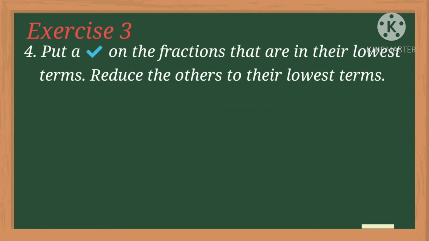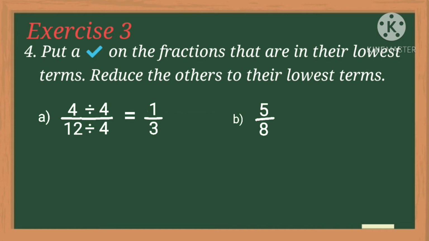Put a tick on the fractions that are in the lowest terms and reduce the others. So numerator and denominator, yes, we can divide it by 4, so 1 by 3. 5 by 8 is already in the lowest terms.